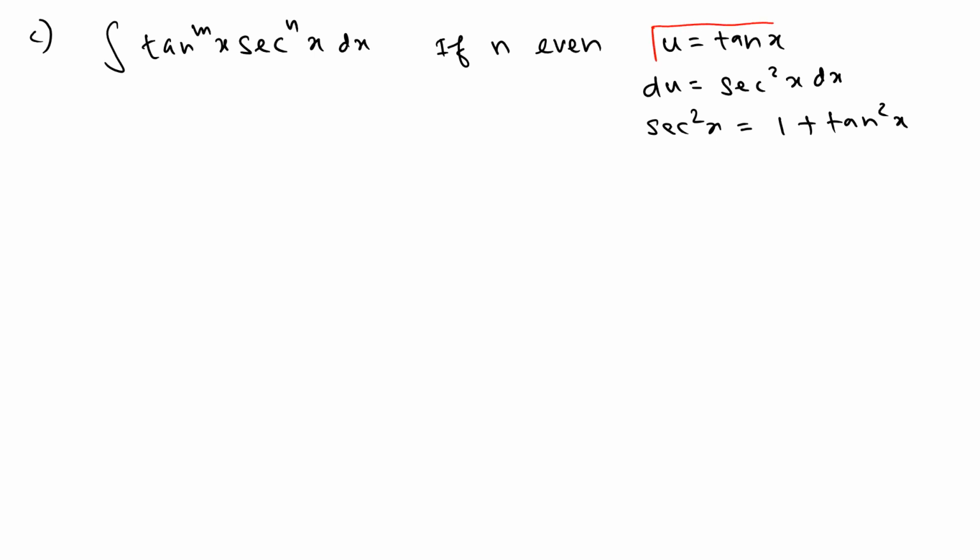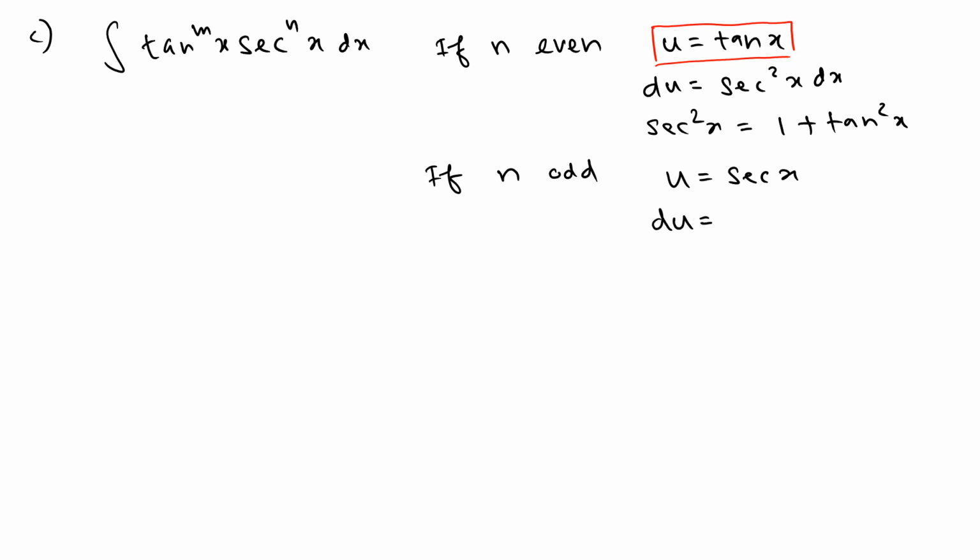So what we did was we picked u equal to tan x. And similarly, if n is odd, where n means the power of secant is odd, then you're going to pick u equals secant x. It's not 100% guaranteed that it's going to work, but it's going to work most of the time.